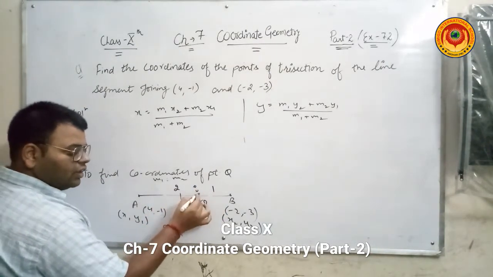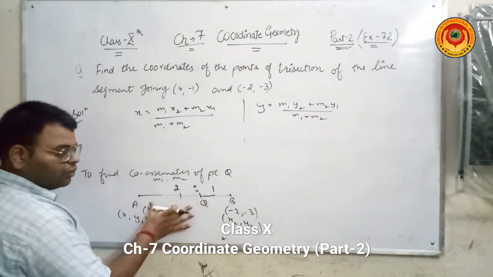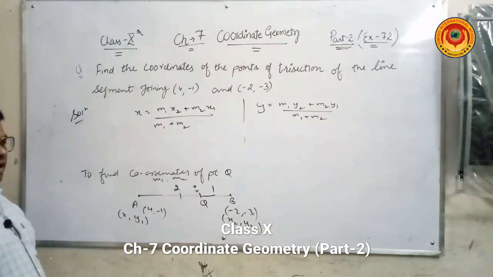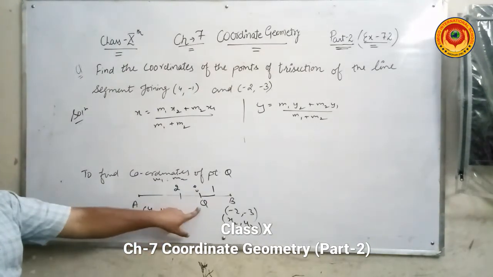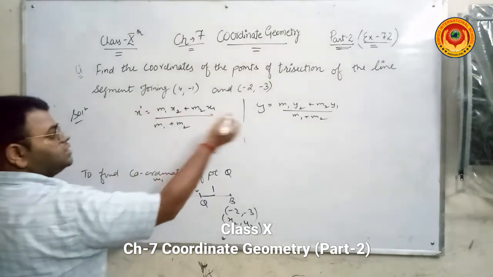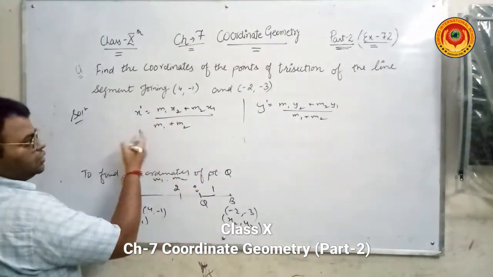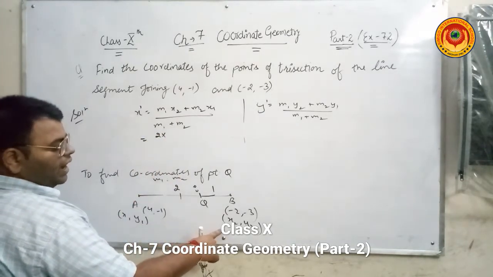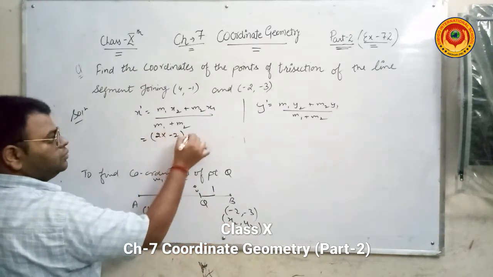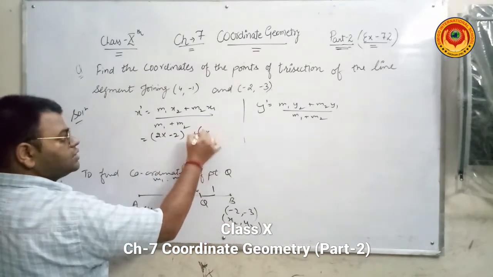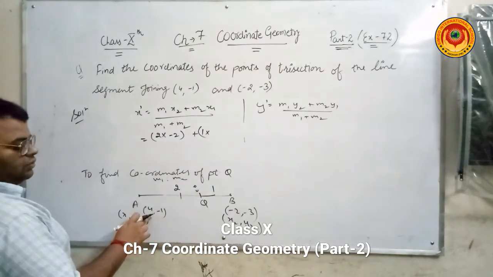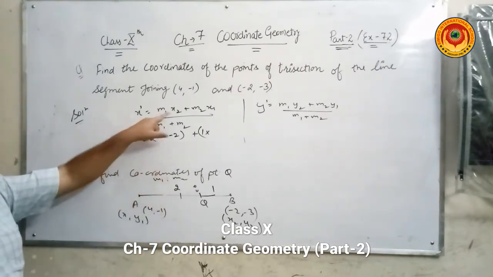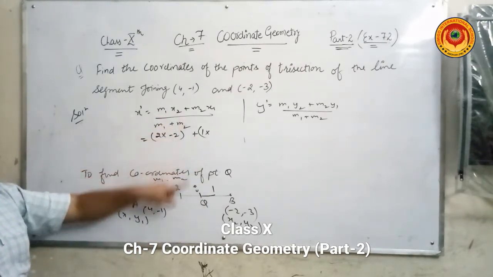Why? Because this side of Q you are having 2 parts and this side you are having 1 part. So your ratio becomes 2:1. Now use this ratio and find out the coordinates of point Q. Let it be x dash, y dash. So M1 into x2. M1 is your 2. X2 is your -2 plus M2 is your 1. X1 is your... See, is there any mistake? M1 is your 2. X2 is -2.